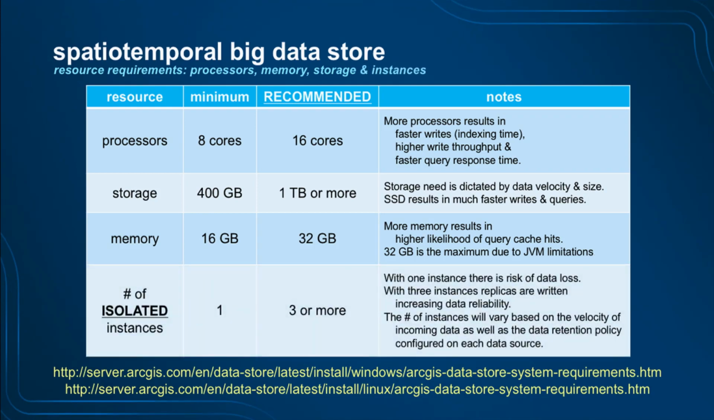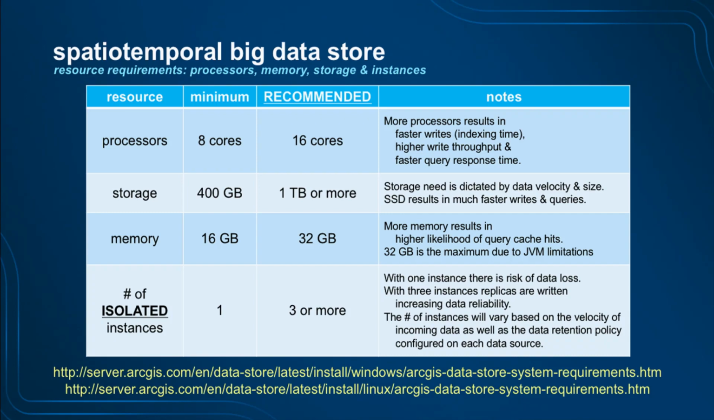As far as the number of isolated instances, 1 is the minimum, but 3 is certainly going to give you better availability of your data. With 1 instance, you risk the chance of data loss. And if you have 3 instances, these replicas that I was describing before are written, which increases your availability of the data.